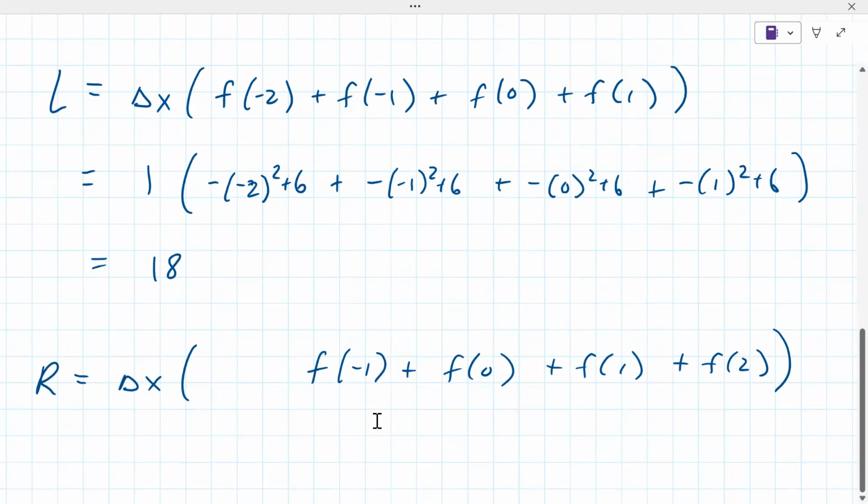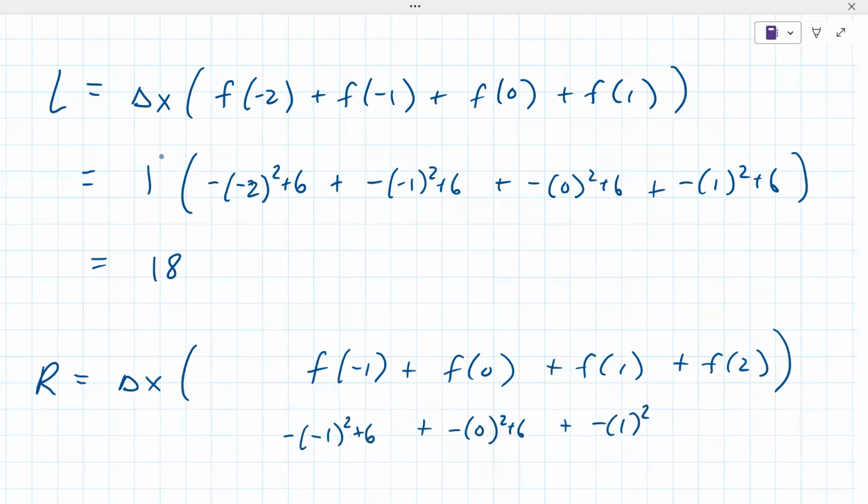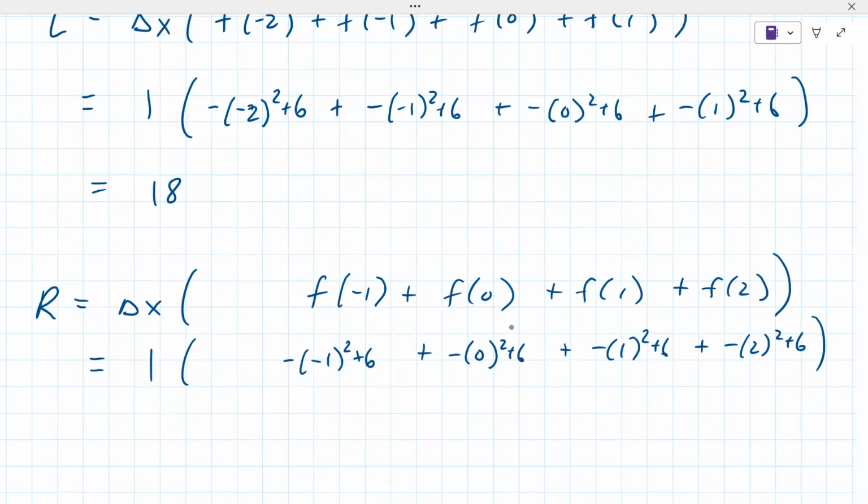But you're putting it back into that same function. So it's still -1 squared plus 6, or negative -2 squared plus 6. Delta x is still 1. And you notice I've left this space to represent that there is some overlap between the left and the right. It ends up being 18 again due to symmetry. It's not necessarily always the same.